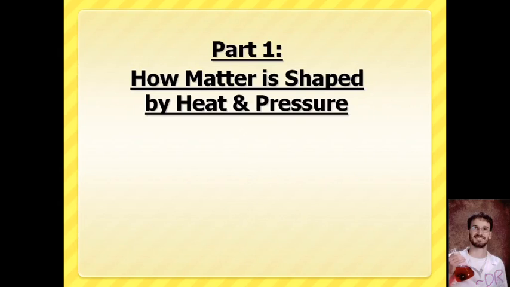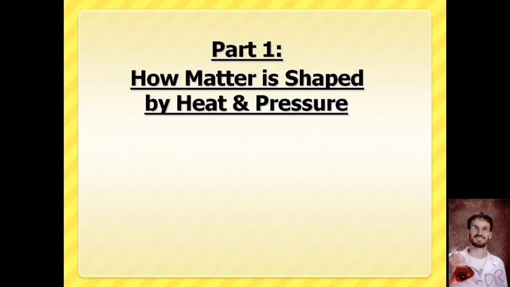So part 1, chemistry unit split into 3 parts this time. And part 1 is going to be about how matter is shaped by heat and pressure. So remember, matter is anything that has mass and takes up space. So any material that has mass and volume. And we are going to talk about what happens to it when we add heat or take away heat, and when we add pressure or take away pressure.